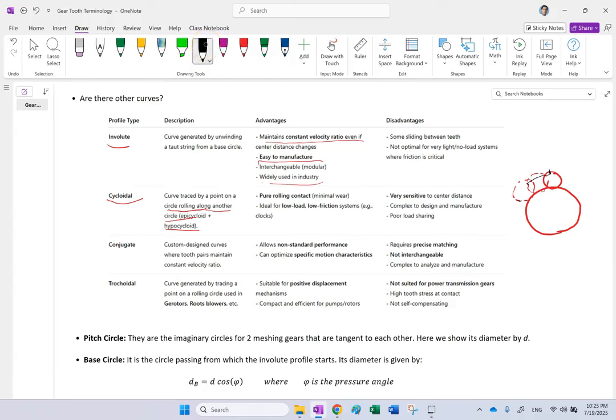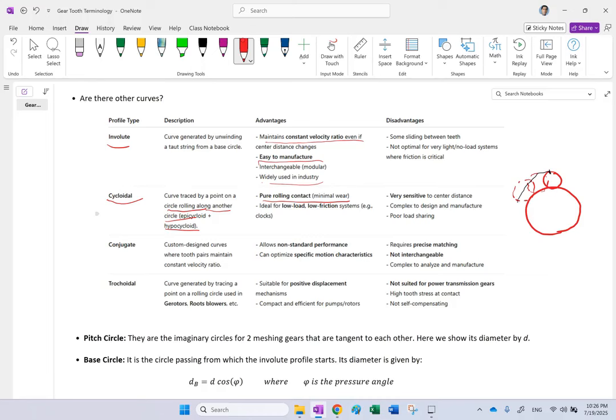And this one is another one that you can use for the profile of a tooth, okay? Now, what's the advantage of this one? The advantage of this is, since it's basically coming from two pulleys, two cylinders rolling on each other, it's mostly rolling contact. There is minimal sliding between the teeth, and so this has minimal wear in it.